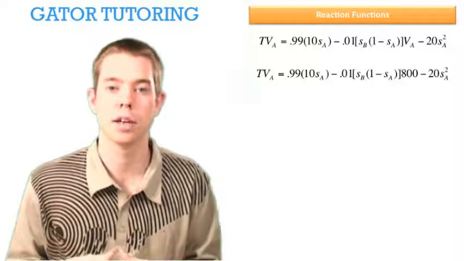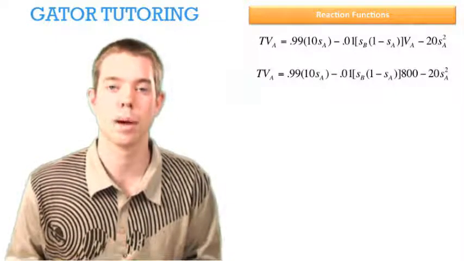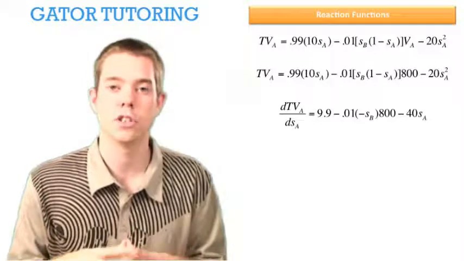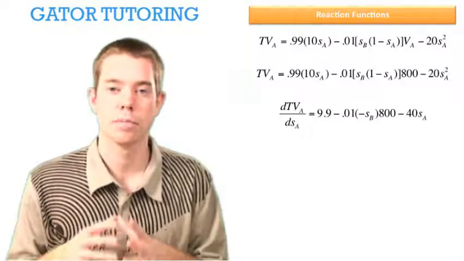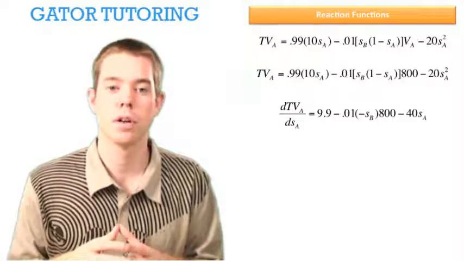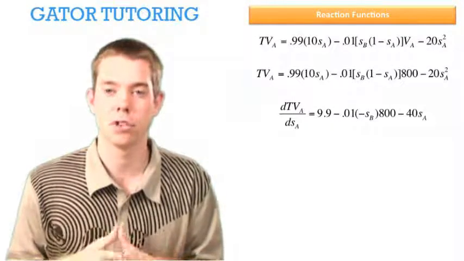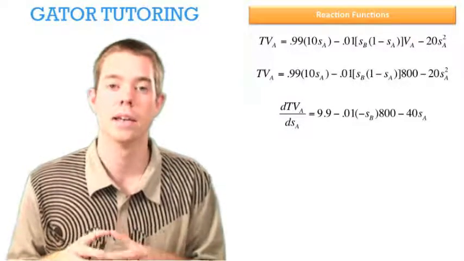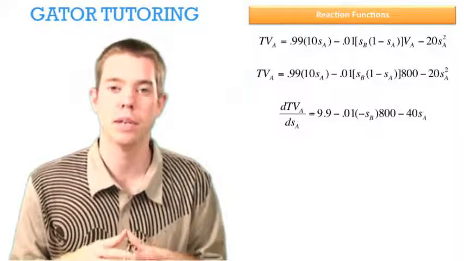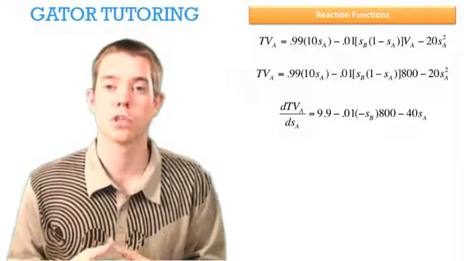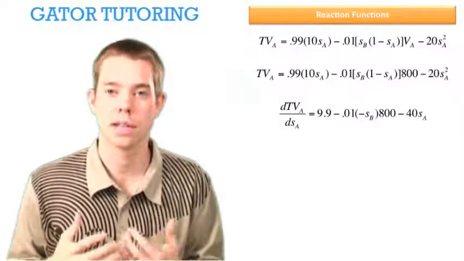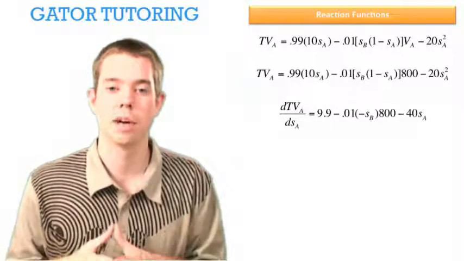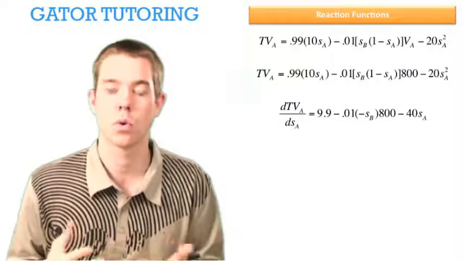So first we can clean this up and plug in 800 for VA, which was given to us in the problem. Now we're ready to take the derivative with respect to SA. The 9.9 SA just becomes 9.9. And now the second part, be careful with this derivative. We have minus 0.01 and 800 all left on the outside of the bracket, so we didn't distribute that through. The inside, the SB times (1 minus SA), we can distribute that through, so that'll be SB minus SB times SA. And since we're taking the derivative with respect to SA, the only thing that's left is a negative SB. So make sure you're comfortable with taking that derivative. And the last component becomes negative 40 SA because it was negative 20 SA squared.